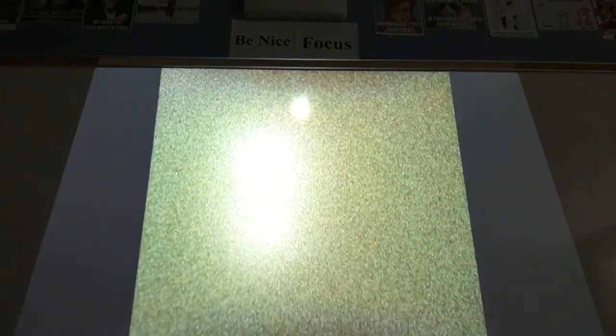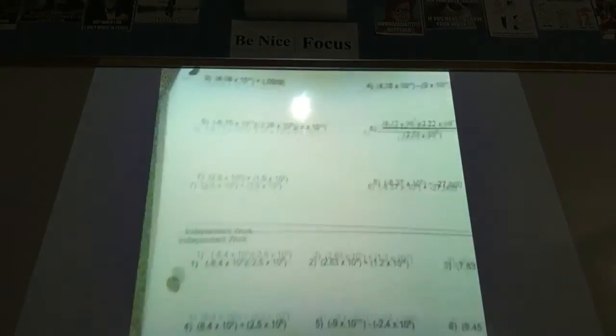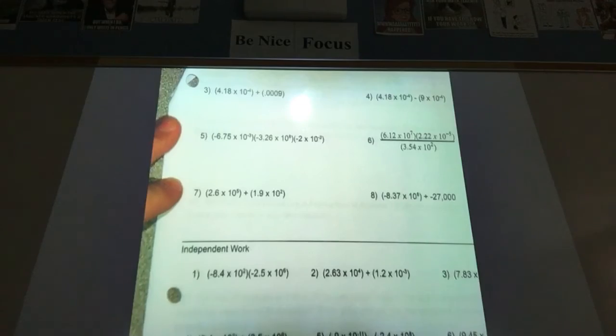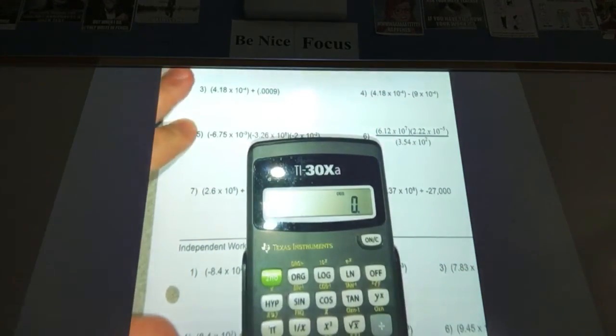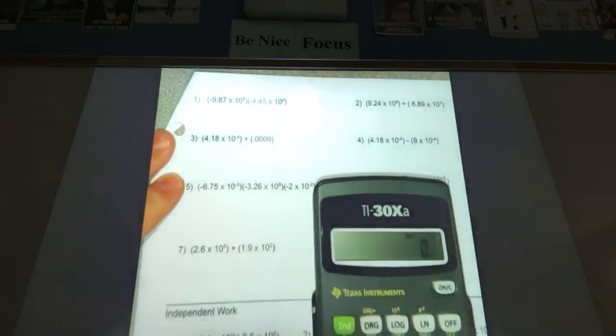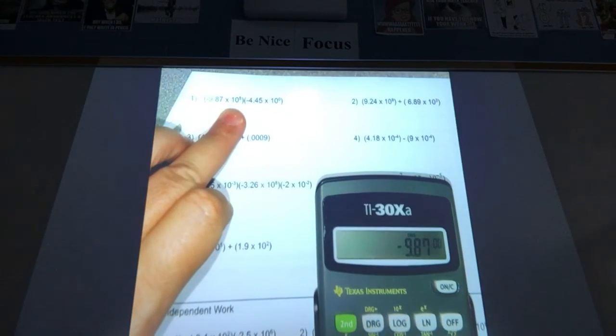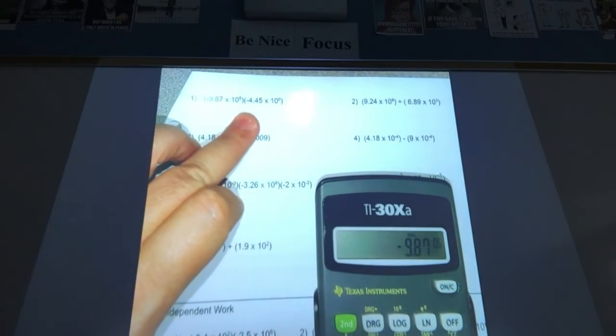Page 2. On page 2, we have just a few that we're going to practice with at the top. So I'm going to show you a couple of those real quick. So number 1, I'm going to put in my calculator 9.87 negative. When I want the coefficient to be negative, I have to hit the negative sign afterwards. 10 to the 5th. I hope you can see it. I can't tell if you can or not.